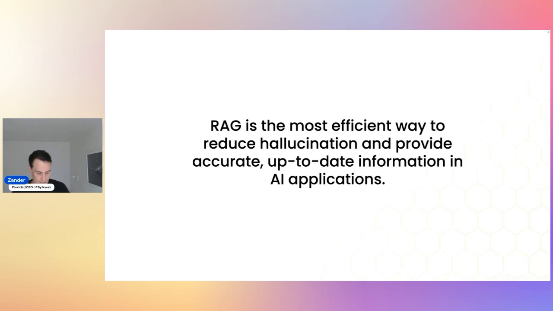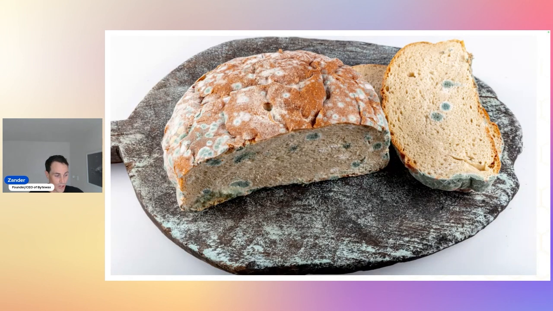So today, RAG is probably the most efficient way to reduce hallucinations and provide accurate and up-to-date information in AI applications. The key being that it's up to date. So how do we keep information up to date? Because as you all know, nobody likes stale data, just like you don't like stale bread. This is absolutely disgusting, the stale bread, that is, the image of it. Your customers don't appreciate when you return answers that are out of date using stale data.